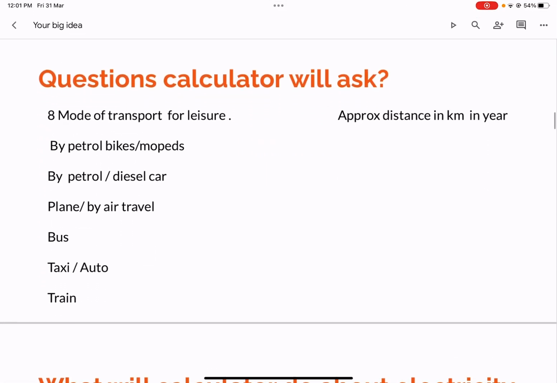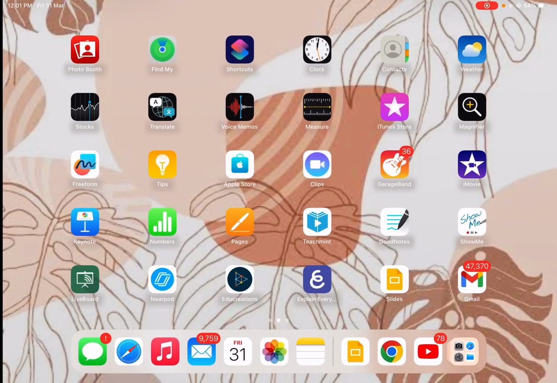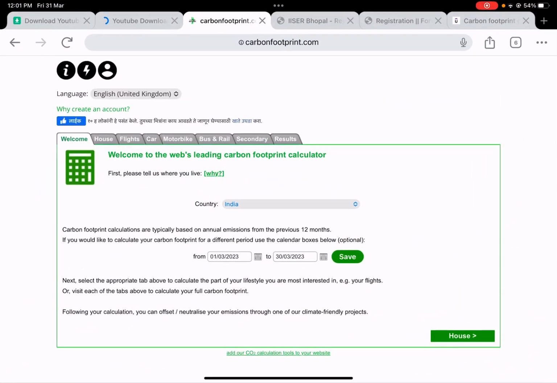Based on the questions and based on the answers which the user would give into the calculator, it would then calculate the carbon footprint. So let me show you how it is done for a typical calculator which is available online. So this is one of the calculators which is available online, wherein it helps you to calculate the carbon footprint for an individual. So look at this, what it is asking.